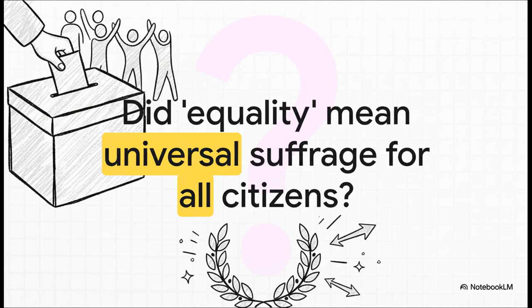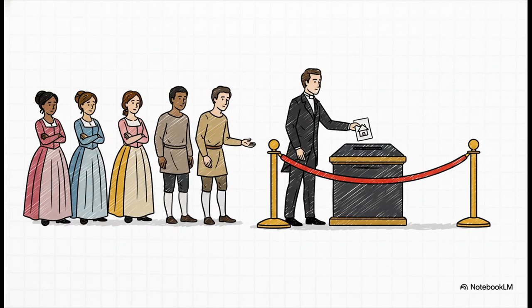This brings us to a very interesting question. Liberals were talking about equality of all before the law. So, did this mean that everyone should get the right to vote? Did it mean universal suffrage? What do you think? The answer, which might surprise you, is no.